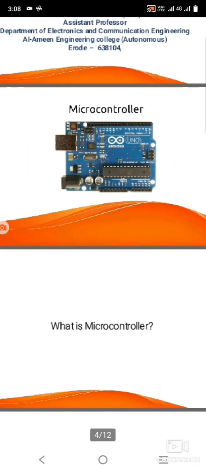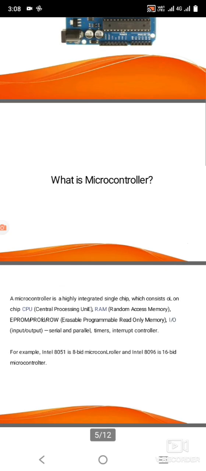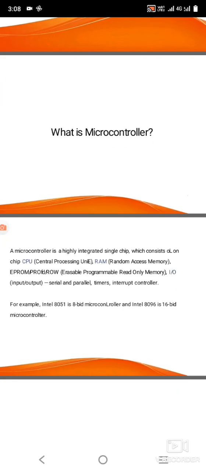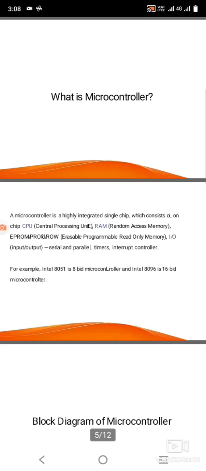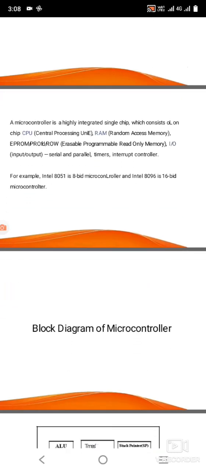First of all, what is a microcontroller? The microcontroller is a highly integrated single chip which consists of an on-chip CPU (central processing unit), RAM (random access memory), EEPROM, and IO devices, timer, interrupt controller, etc. Microcontrollers are 8-bit and 16-bit; the 8051 is available as 8-bit.